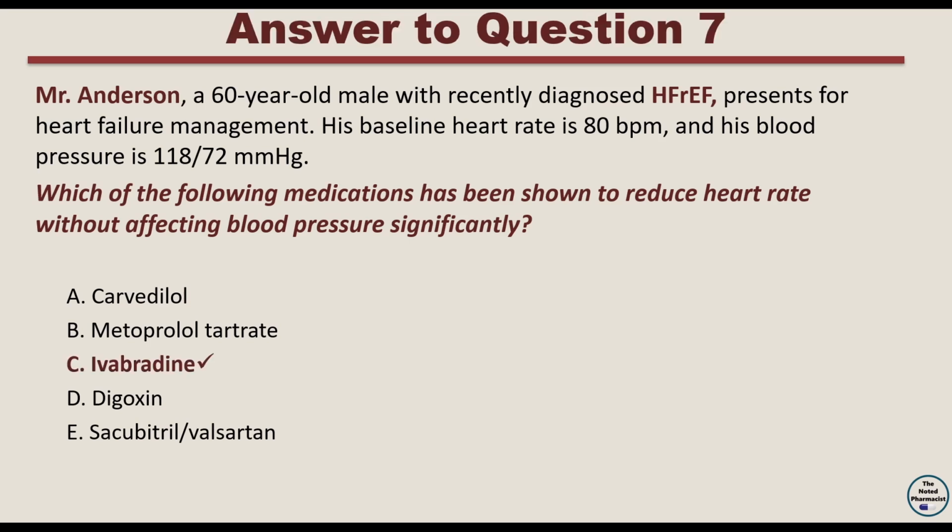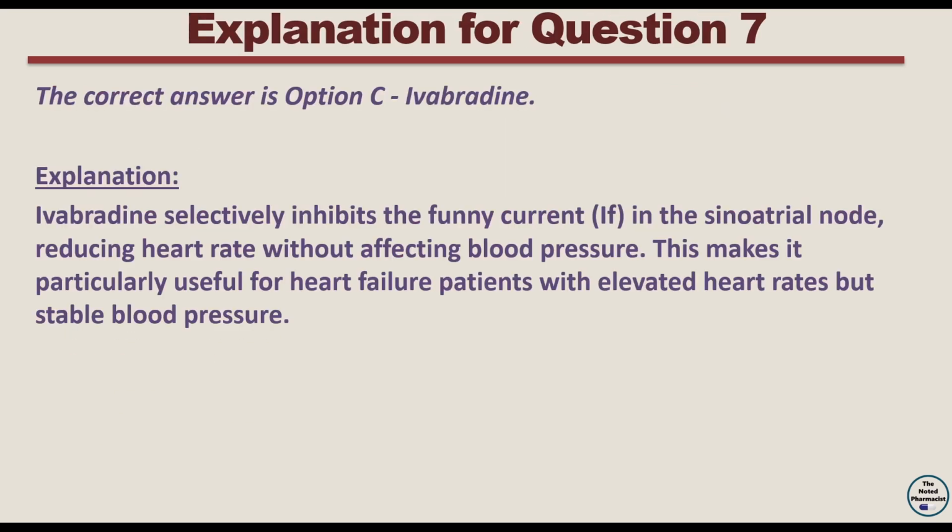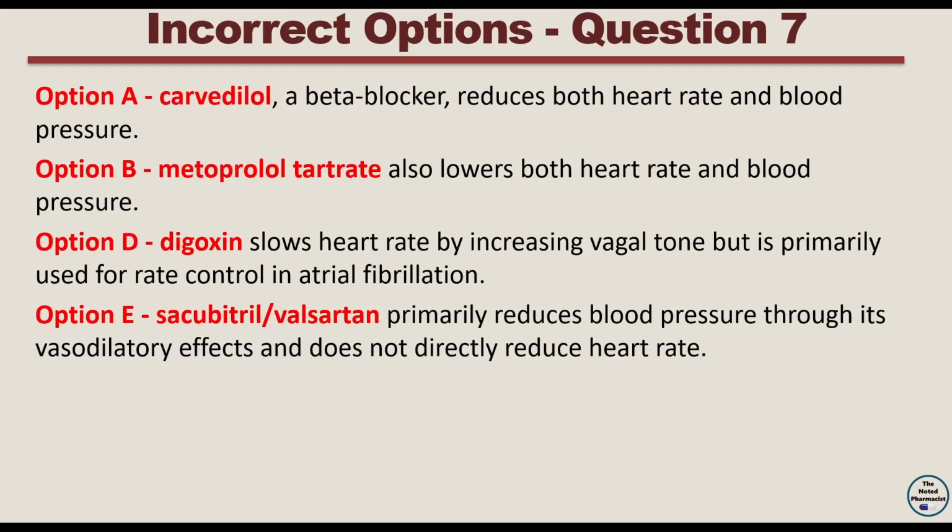The correct answer is option C, ivabradine. The explanation is as follows. Ivabradine selectively inhibits the funny current, IF, in the sinoatrial node, reducing heart rate without affecting blood pressure. This makes it particularly useful for heart failure patients with elevated heart rates but stable blood pressure. Here is the explanation for incorrect options.